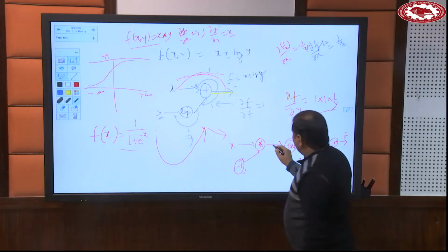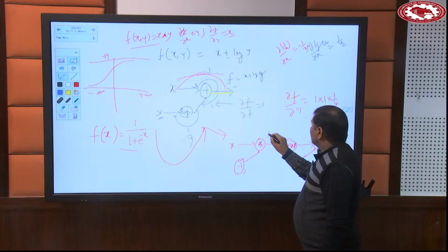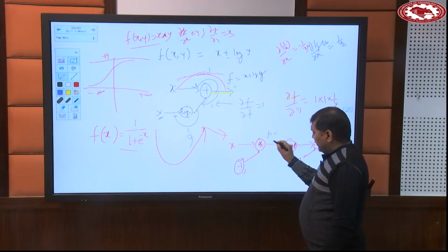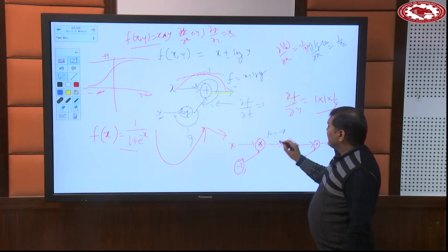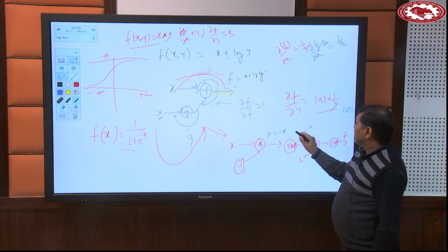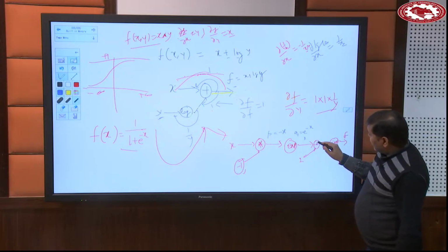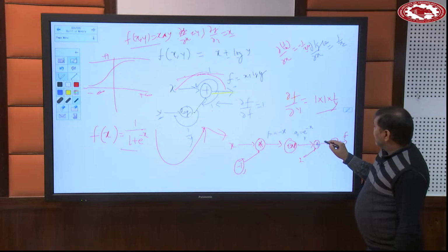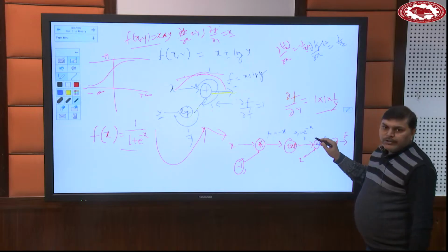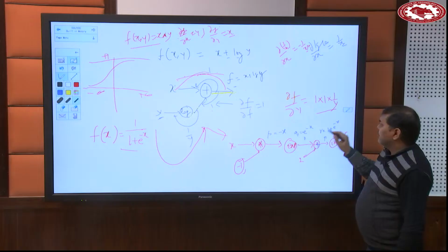Just see what the sub-components are here. Let me write p, q, r. Let this output be p, where p equals minus of x. What you are getting here is e to the power minus x, let this be q for the time being. This is the addition operator, so what will you get here? You will get 1 plus q, 1 plus e power minus x. Let this be r, which is 1 plus e power minus x, or 1 plus q.